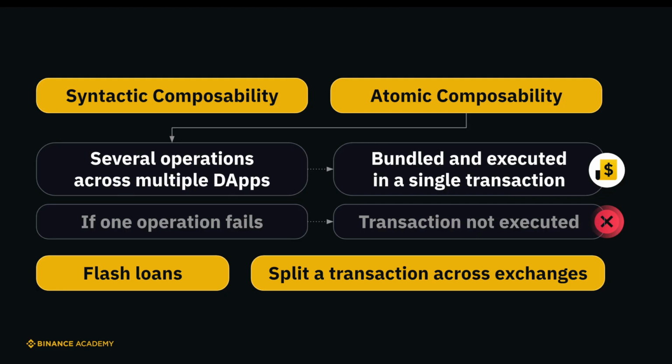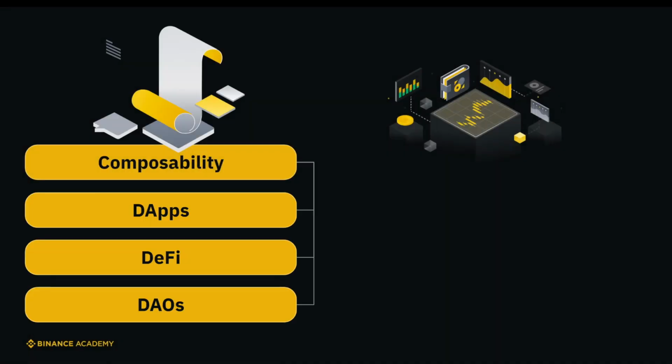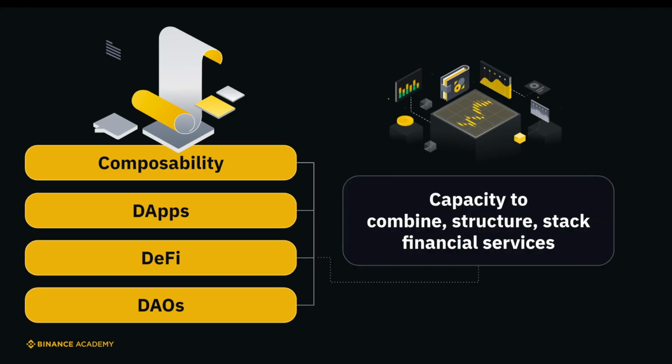Composability isn't limited to just smart contracts. It extends to DApps, DeFi, and DAOs. The underlying concept aligns with our discussion on smart contract composability, but finds broader applications. In DeFi, for instance, composability denotes the capacity to combine, structure, and stack various financial services together.